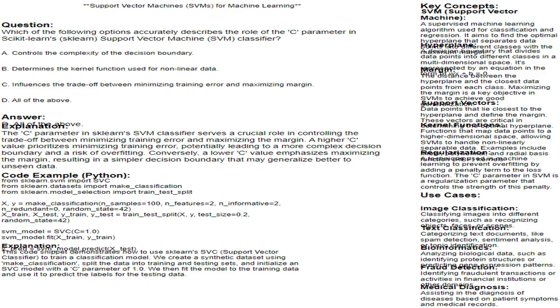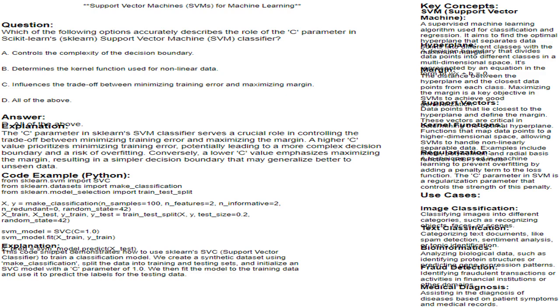A supervised machine learning algorithm used for classification and regression. It aims to find the optimal hyperplane that separates data points into different classes with the maximum margin. In a spam detection system, an SVM can learn a hyperplane to distinguish between emails that are spam and those that are not. By maximizing the margin, the SVM can better generalize to new, unseen emails and reduce the chances of misclassifying them.